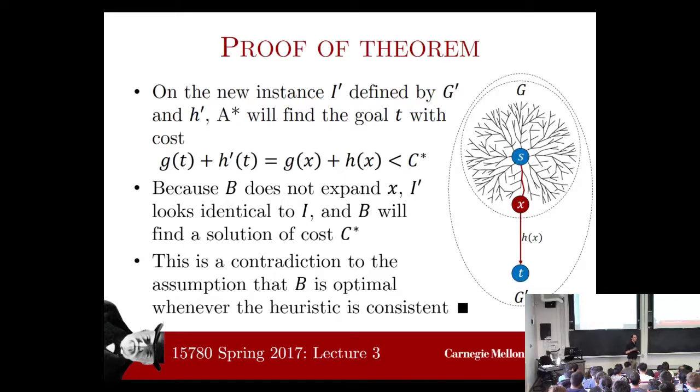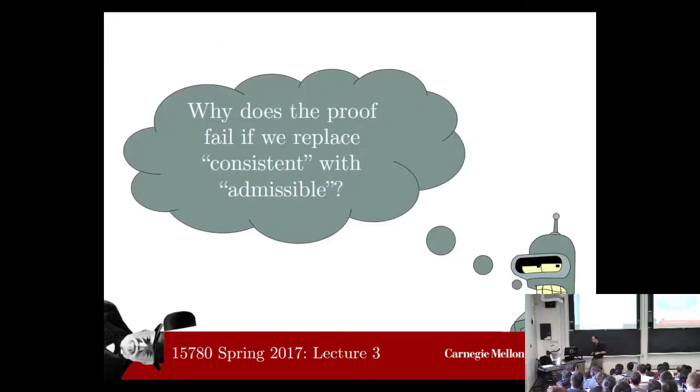Right? Okay, so let's take other questions about this offline because we should move on. I just want to ask you one question at this point, and I'm really happy so many of you have followed, because this is really a pretty deep and very difficult question. So I would be very excited to see the correct answers. Why does the proof fail if we replace consistent with admissible?